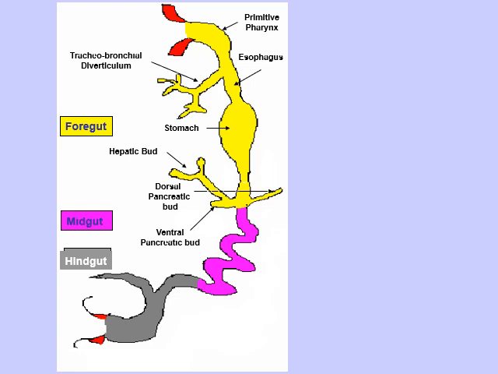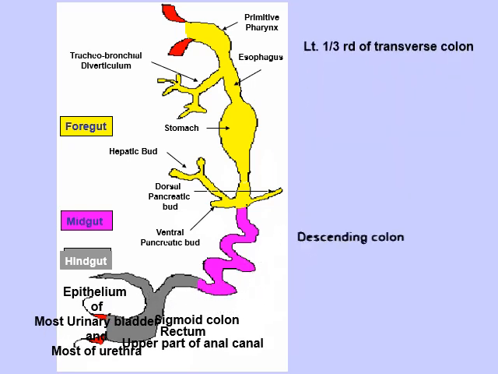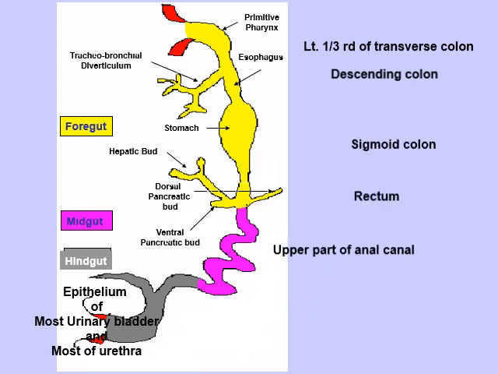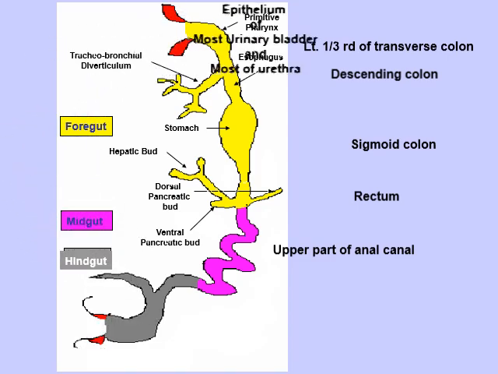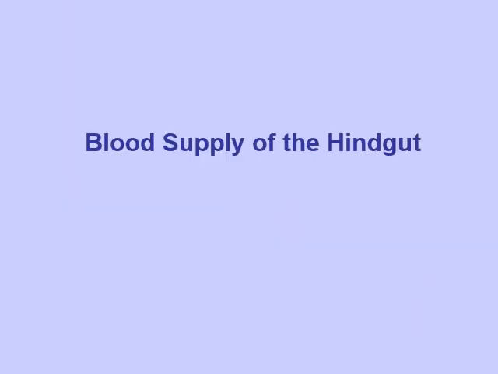The last part of the developing gastrointestinal tract is the developed hindgut. What are the derivatives of the hindgut? The remaining parts such as the left one third of the transverse colon, descending colon, sigmoid, rectum and upper part of the anal canal. It also participates in some parts of the urinary system, such as the epithelium of most of the urinary bladder and most of the urethra. This is the developing hindgut. This area is responsible for all of these derivatives.